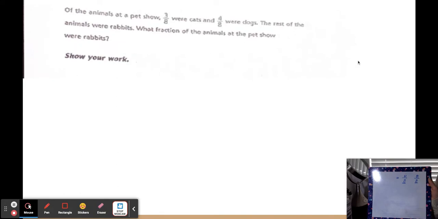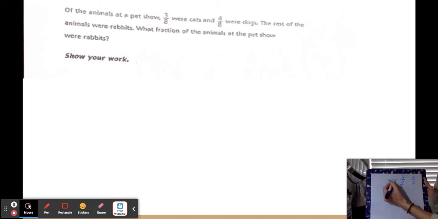Our next problem is, of the animals at a pet show, 3/8 were cats and 4/8 were dogs. The rest of the animals were rabbits. What fraction of the animals at the pet show were rabbits? So now this question is requiring that we add and subtract. So first we want to take a look at our two numbers, and here we can recognize that our whole is 8. And we have like denominators, which means we're going to keep them the same. So we're going to go ahead and write our 8 over here.